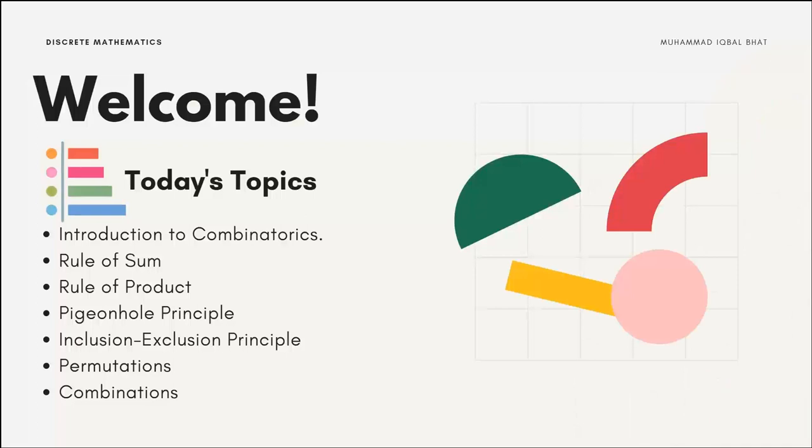Let us have a look at the topics that we are going to cover in this lecture. First, we will start with the introduction of combinatorics. Then we will cover some rules or principles related to combinatorics: the rule of sum, the rule of product, pigeonhole principle, inclusion-exclusion principle. And then we will cover permutations and finally combinations. So let us start.